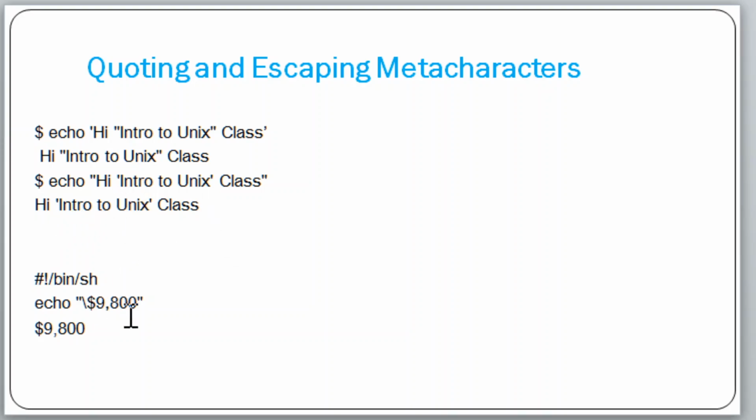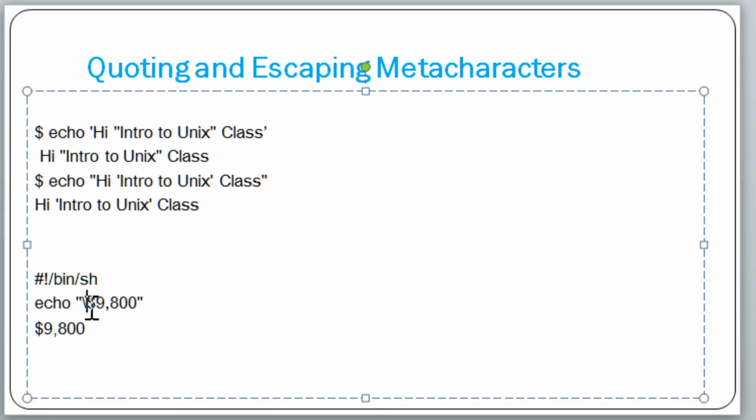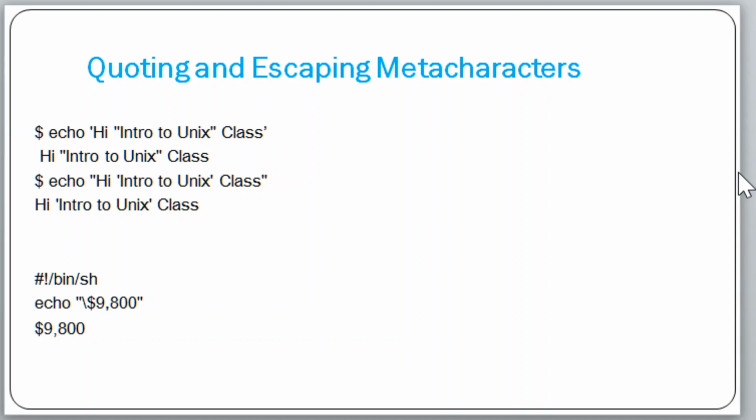And here we look at that escape character. We have echo, quotation mark, backslash, $9800, quotation mark. So instead of interpreting this $9800 as a variable name, it's just actually going to echo this $, okay? Because this backslash character is saying, hey, this next character, don't interpret it as anything, okay? So that's how you would get out of having them interpreted as specific commands or variable names.